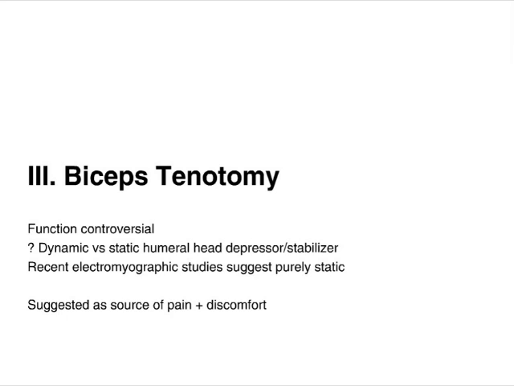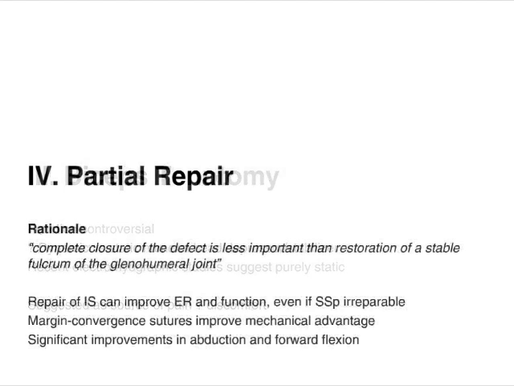Moving on to partial repair, which a lot of surgeons and some of the literature suggest can be of use. Complete closure of these massive defects can be less important than simply restoration of the stable force couple that we spoke about, and hence achieving a more anatomical fulcrum of the glenohumeral joint. Repair of infraspinatus can improve external rotation and function, even more so than supraspinatus, in which case it will be used to repair infraspinatus, even if supraspinatus was irreparable.